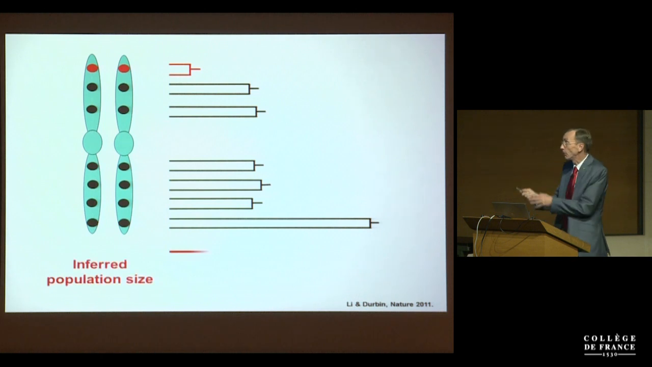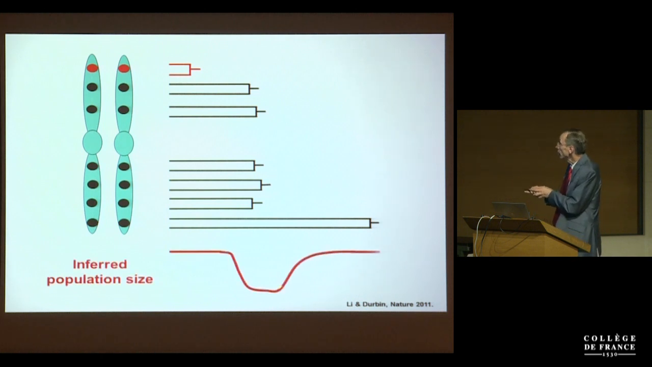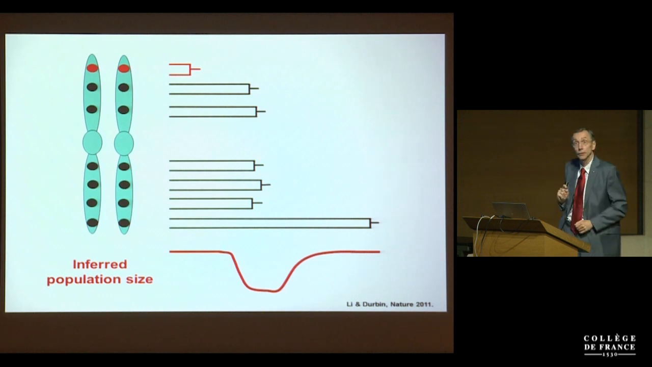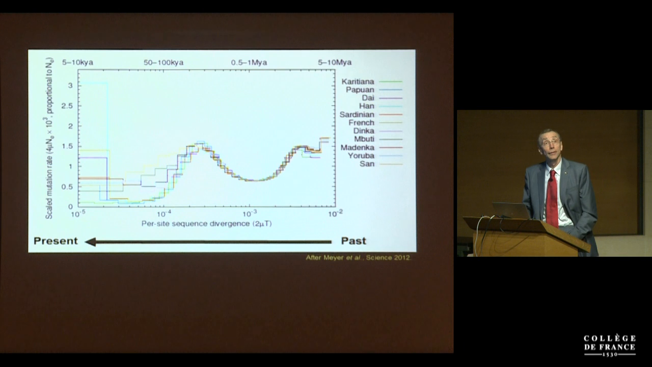And obviously, the population in the past has been of smaller size when more of these chromosome segments go back to common ancestors. There would have been a dip in size here. And these are the plots that Jean-Jacques showed you an example of before.